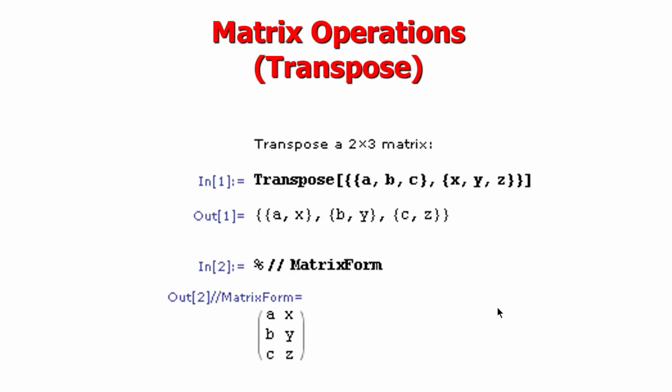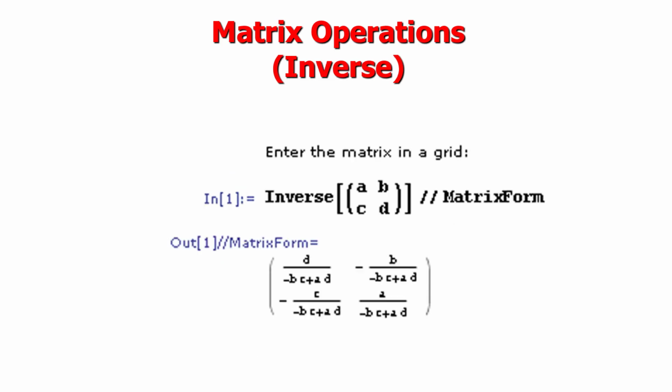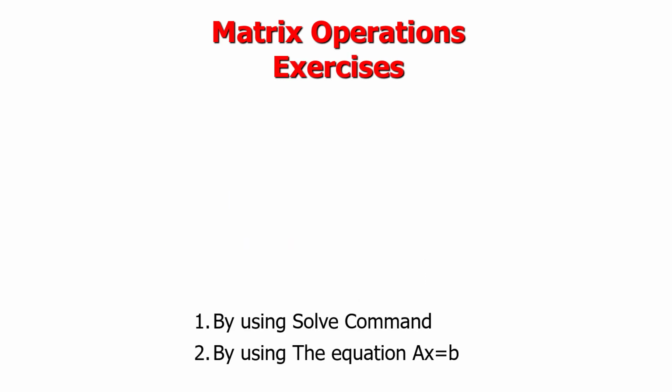Similarly, the transpose can be used, where T is capital. So write Transpose with square brackets as the argument. Inside the argument, you have to write your matrix, and then this is the transpose of your matrix. If you want to see the transpose of the matrix in matrix form, you can use MatrixForm like we did earlier. Similarly, you can find the inverse this way, right?